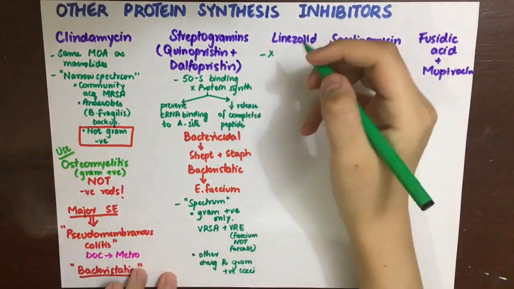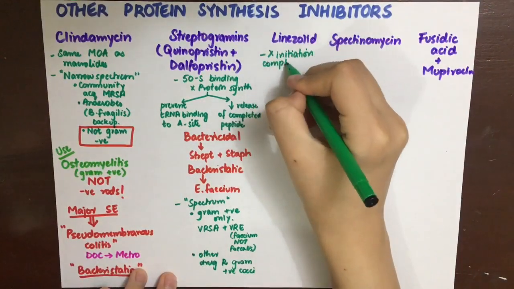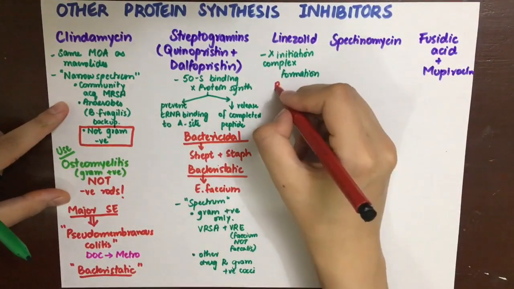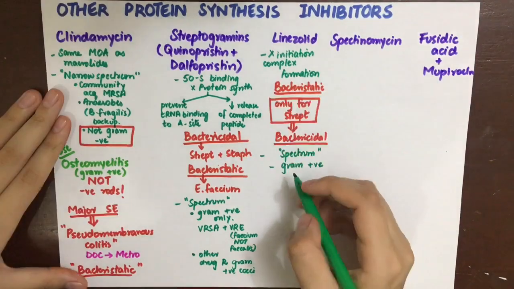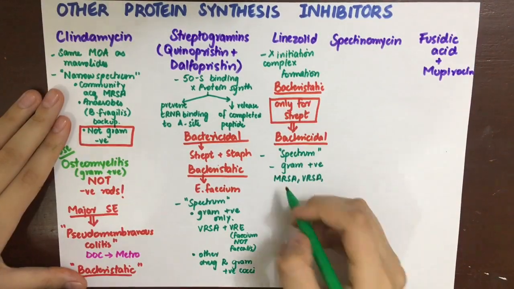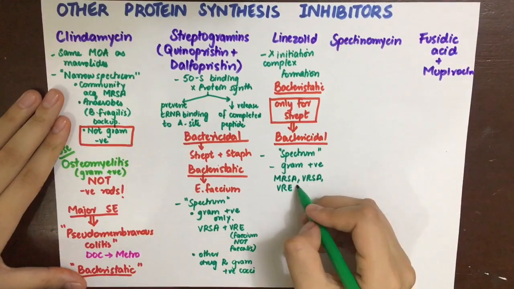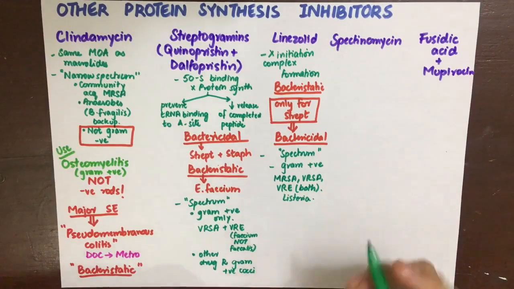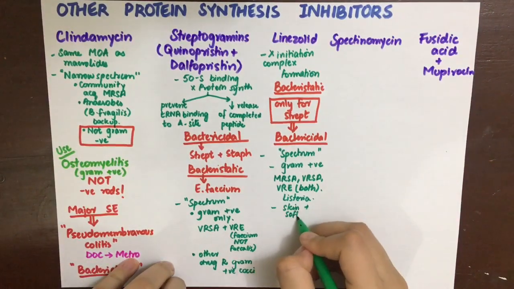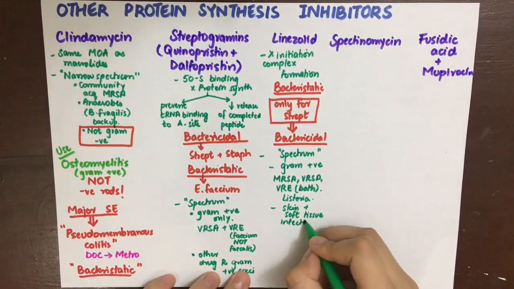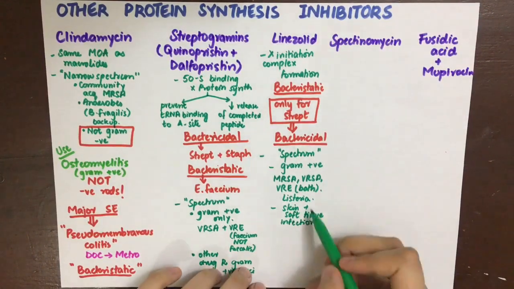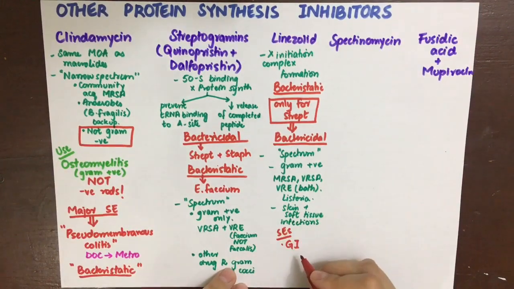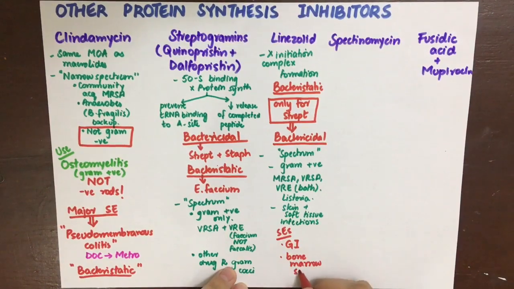Linezolid acts by inhibiting the initiation complex formation and thus is a bacteriostatic drug. It is bactericidal for Streptococcus only. Its activity is mainly against gram-positive organisms, as we can see, that is against MRSA, VRSA, VRE, Listeria, and all of these organisms, when they cause skin and soft tissue infections, then we can use linezolid. It can have GI side effects and bone marrow suppression as well, leading to anemia, leukopenia, and pancytopenia, etc.